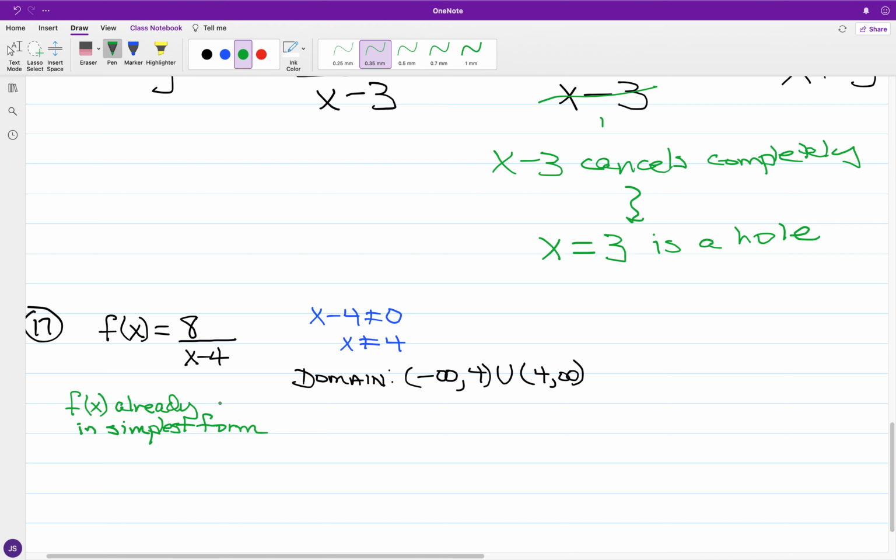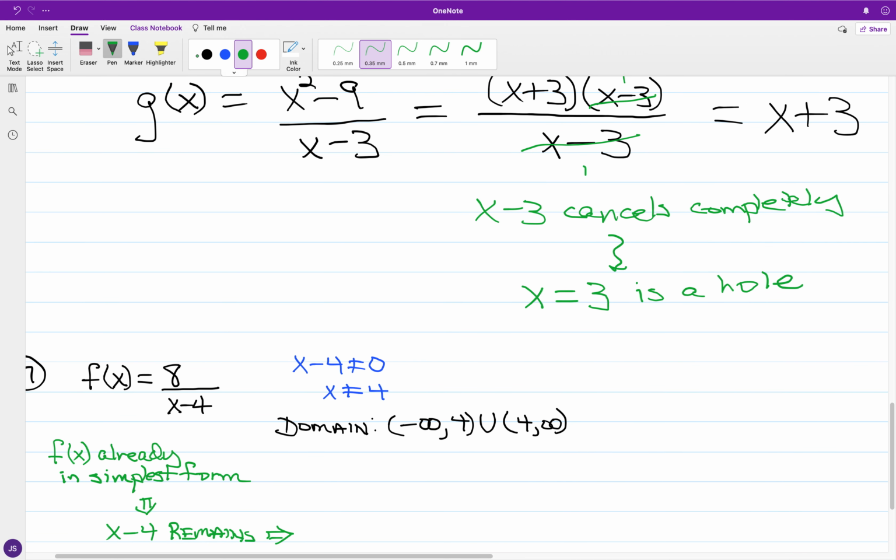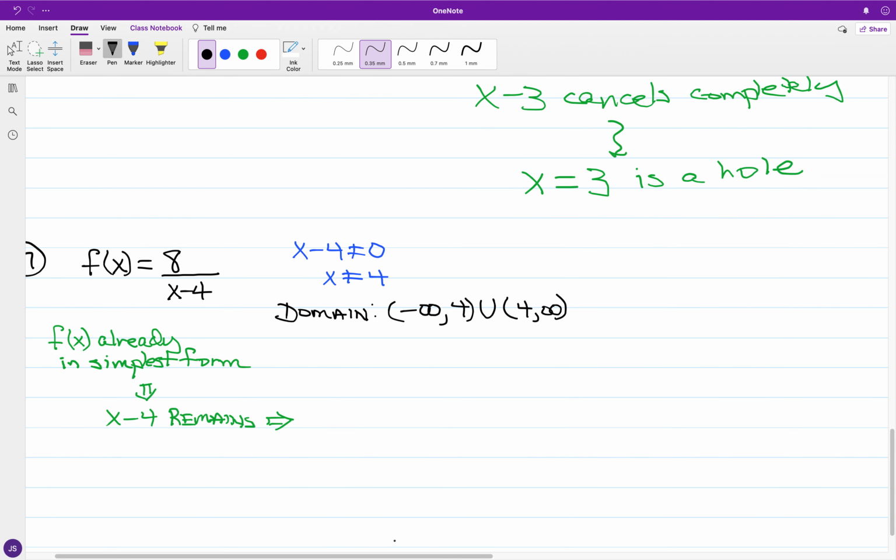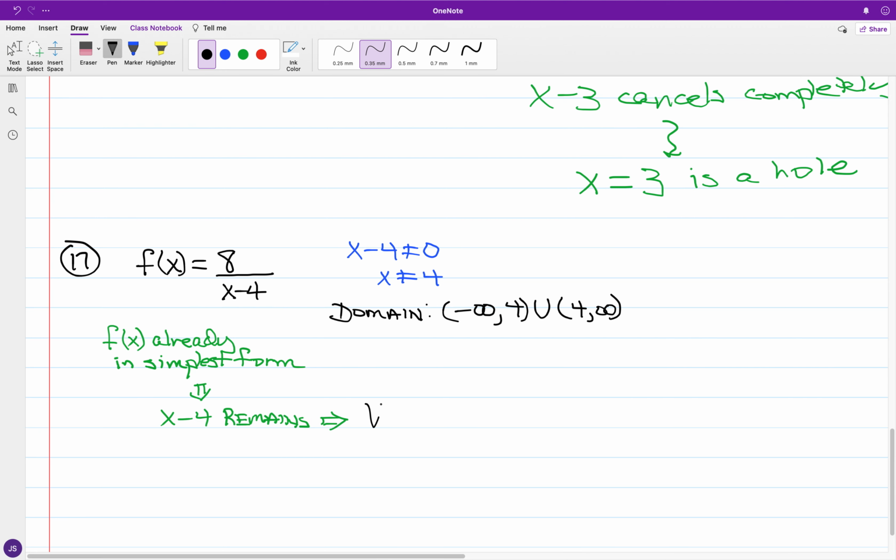And since the function is already in simplest form, this means that x minus 4 remains, as in not canceling out. And since the denominator factor remains, this means that the exclusion from the domain is going to define the vertical asymptote. And for the vertical asymptote, again, the restricted value, we'll set x equal to this. So you have a vertical asymptote at x is equal to 4.